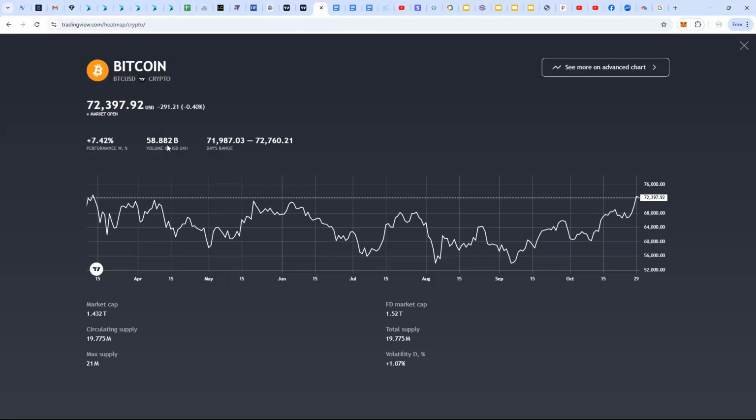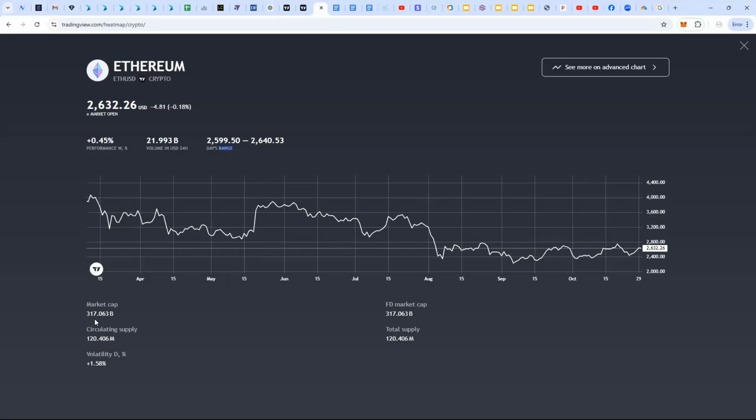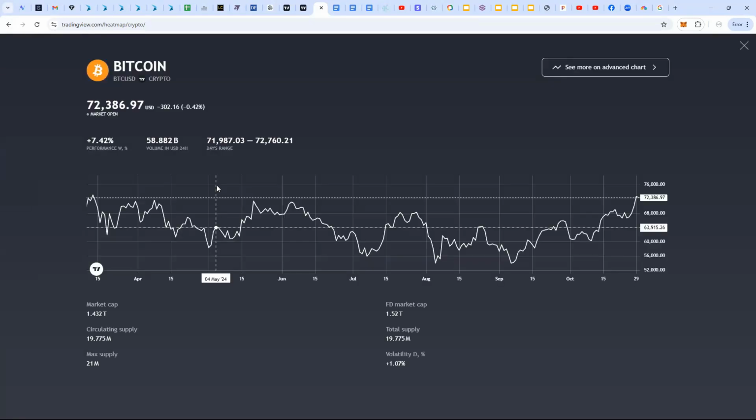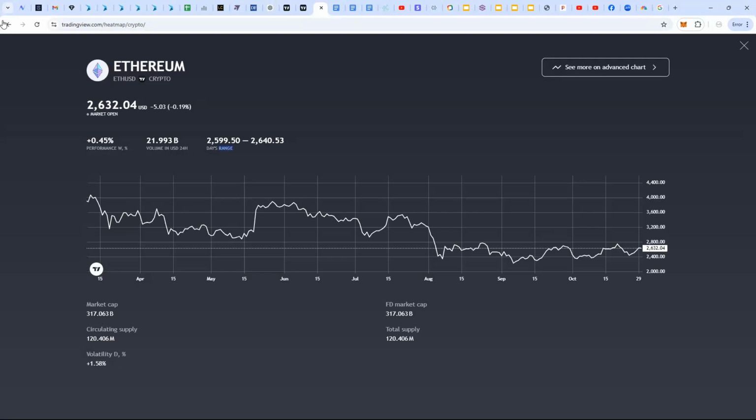And this is the volume. Okay, the market cap is right here, $1.4 trillion. So if we say Bitcoin is 1.4 trillion, Ethereum is $317 billion. So these new coins, this new form of currency, are 1.4 trillion and 300 billion.